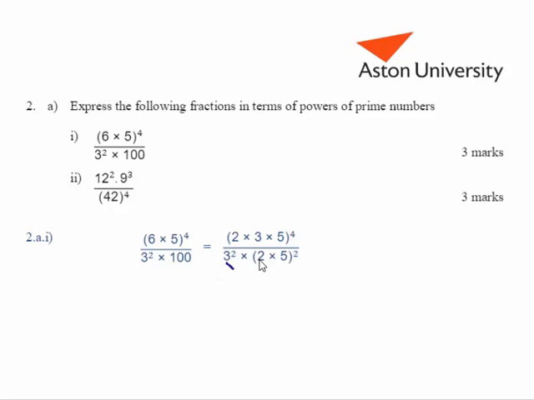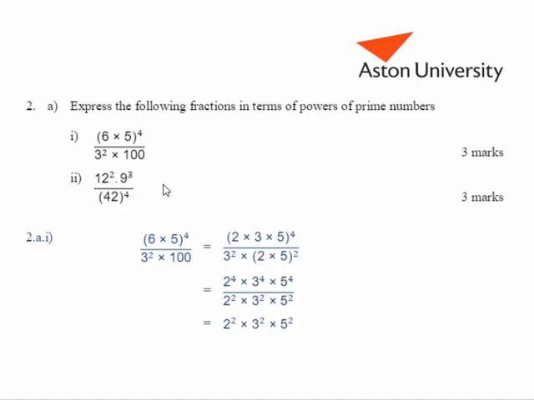We've got a 3 squared here, a 2 squared there, and a 5 squared there. So expanding the brackets and putting them in order, we've got 2 to the 4 times 3 to the 4 times 5 to the 4, over 2 to the 2 times 3 to the 2 times 5 to the 2. 2 squared will cancel with 2 of those, 3 squared will cancel with 2 of those, and 5 squared will cancel with 2 of those, giving us the answer 2 squared times 3 squared times 5 squared.